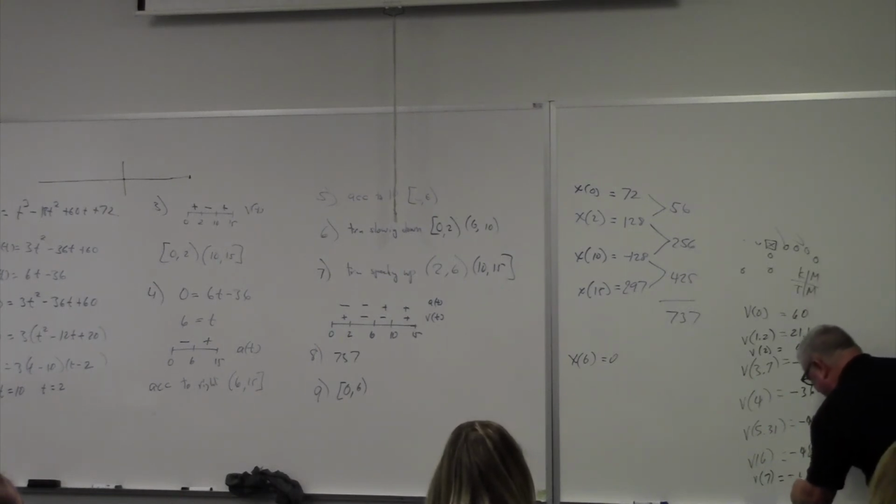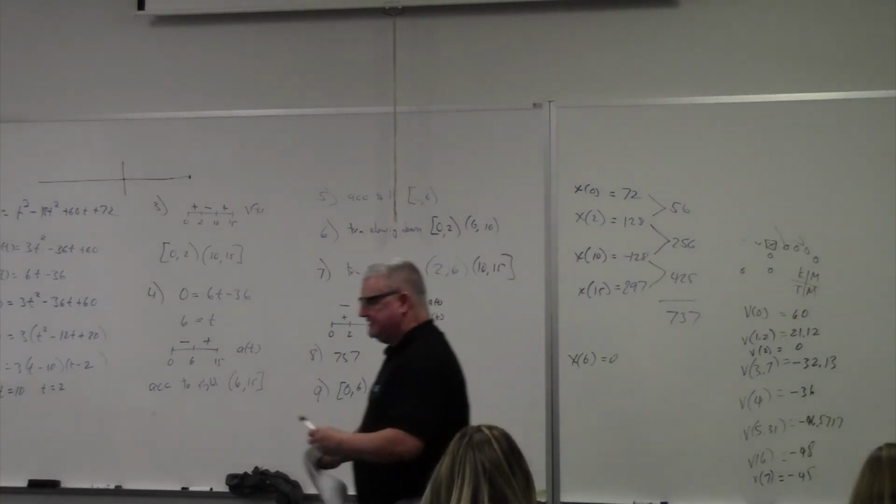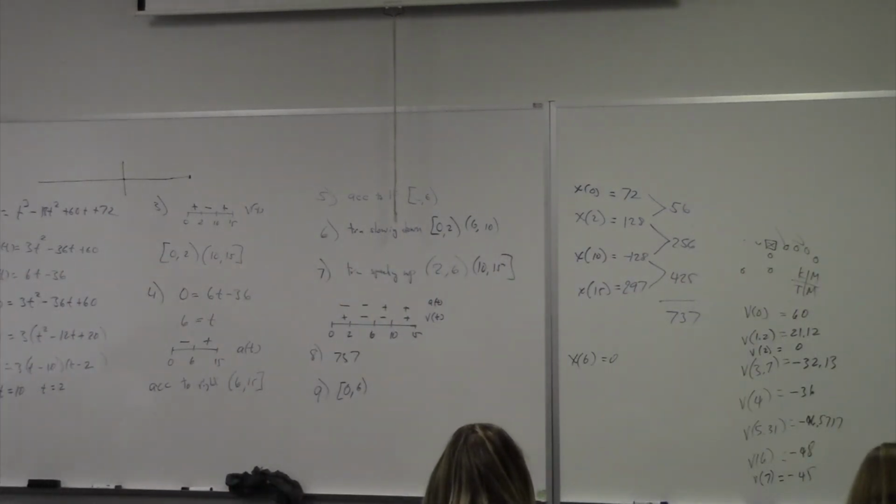Negative 45. All right, so what happens to the velocity after 6? It starts increasing again. See that? Does that make sense? Are we good? Okay.